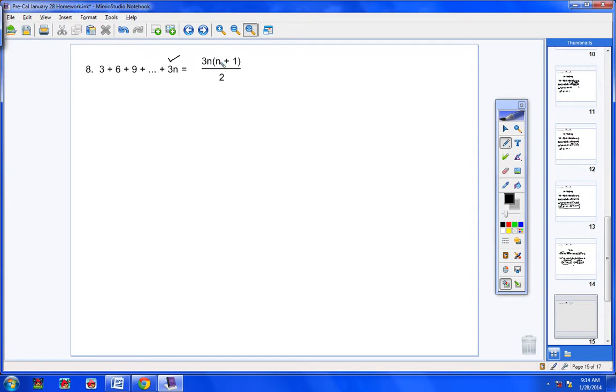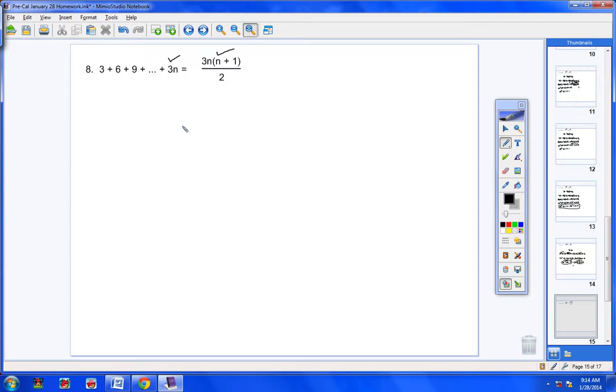Put a 1 in, and you get 2. 6 divided by 2 is 3. That's good. Put a 2 in, and you get 3 times 6 is 18, divided by 2 is 9, and 3 plus 6 is 9. Now we'll put a 3 in. That would be 4 times 9 is 36, divided by 2 is 18, and that's right, 3 plus 6 plus 9 is 18. So this checks.